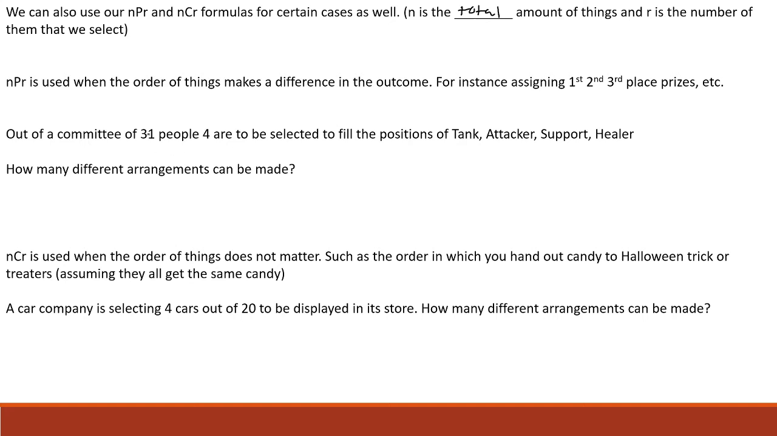So, for instance, a committee has 31 people, but they're only going to pick 4 to be in the following positions. So you have 4 different positions, assuming each person can be in each spot. Let's say any one of the 31 people can be a tank, an attacker, a supporter, or a healer. So anyone can fill any role. I have 31 people to pick from, but I'm only going to pick 4 of them. How many different arrangements can I make?